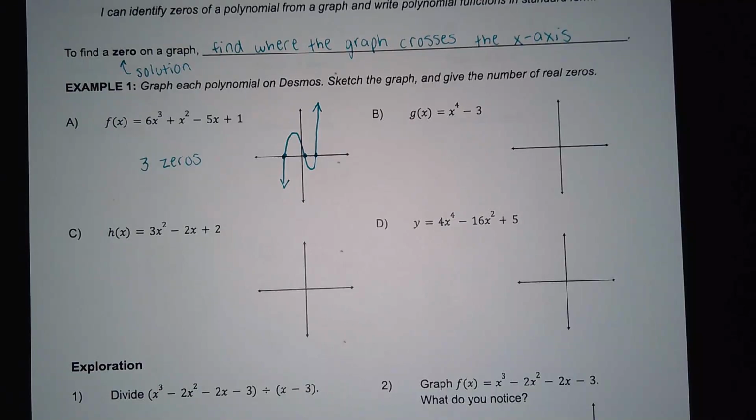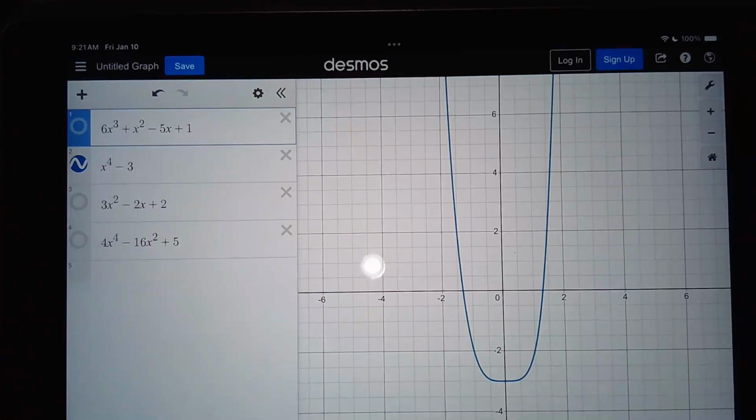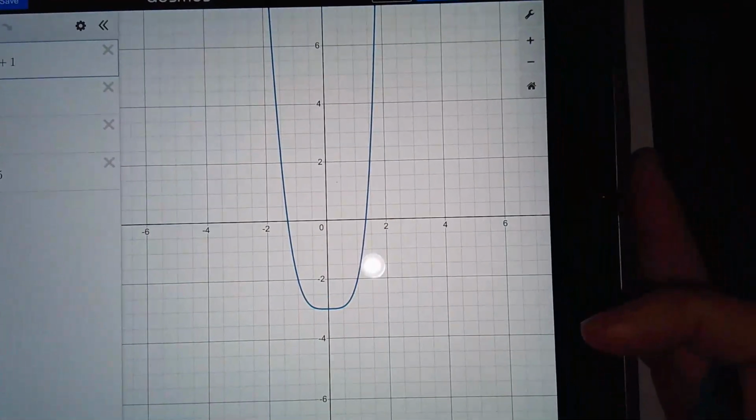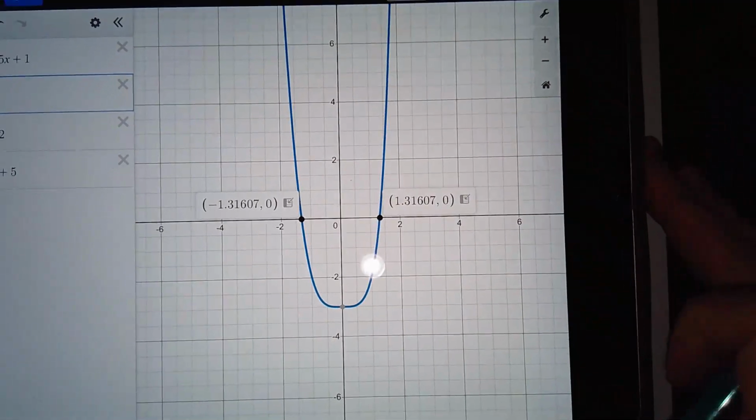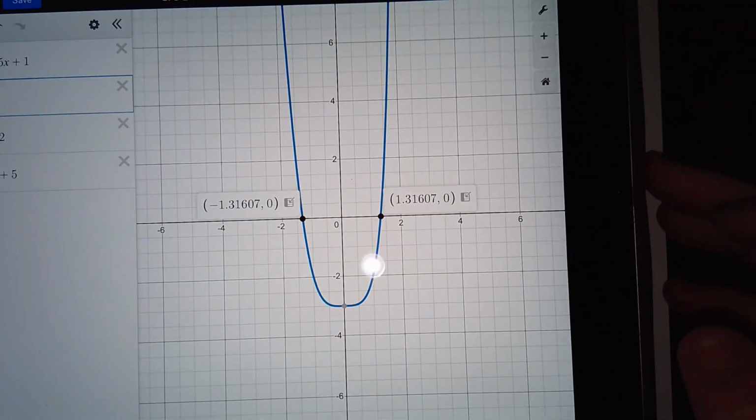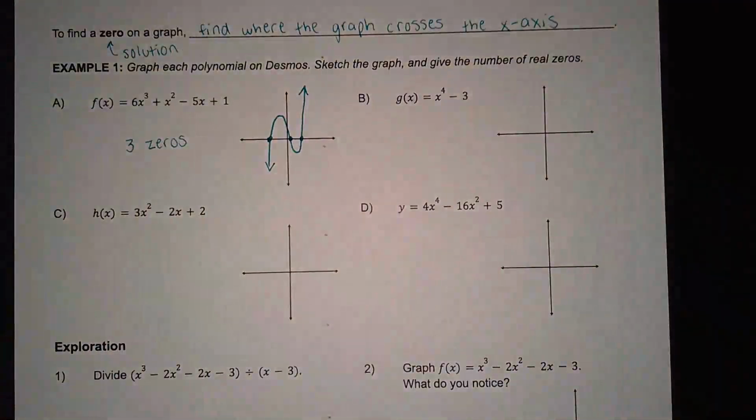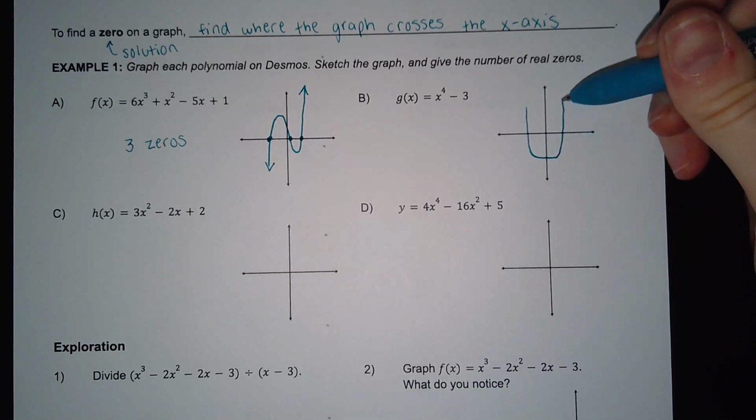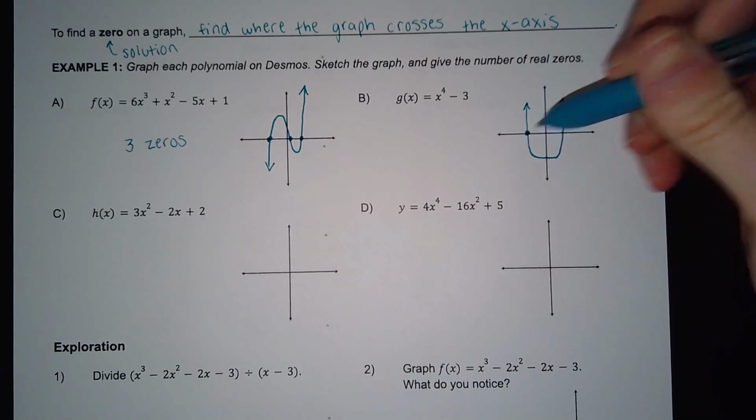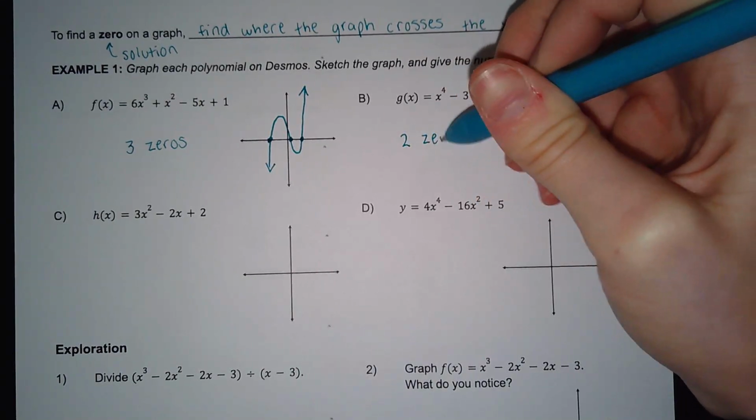All right, we'll go ahead and take a look at B, our next equation. So I'll look at x to the 4th minus 3. And again, if we look for where it's crossing the x-axis, I see there's 2 points there. And again, we don't care about those numbers today, just the fact that there's 2 of them. So if I were to sketch this graph, it looked something like this, and it crossed at 2 points, which means this graph would have 2 zeros.